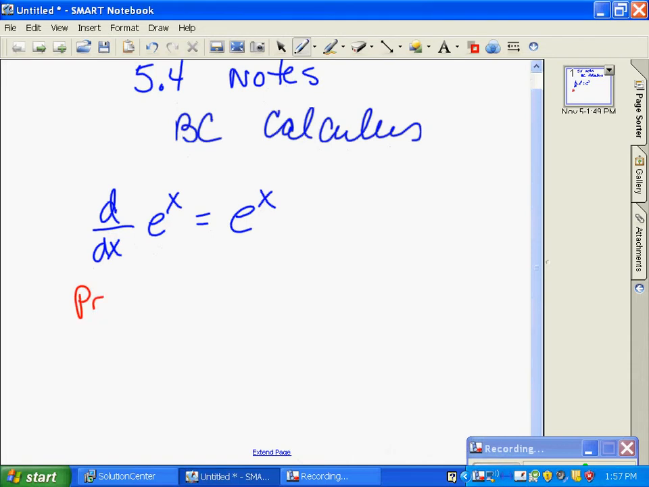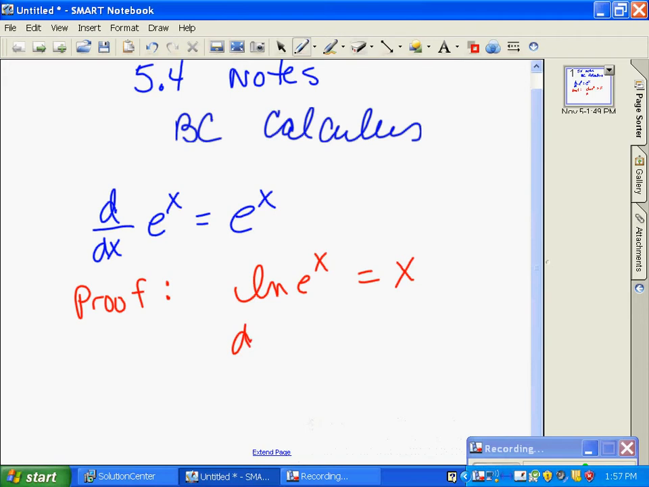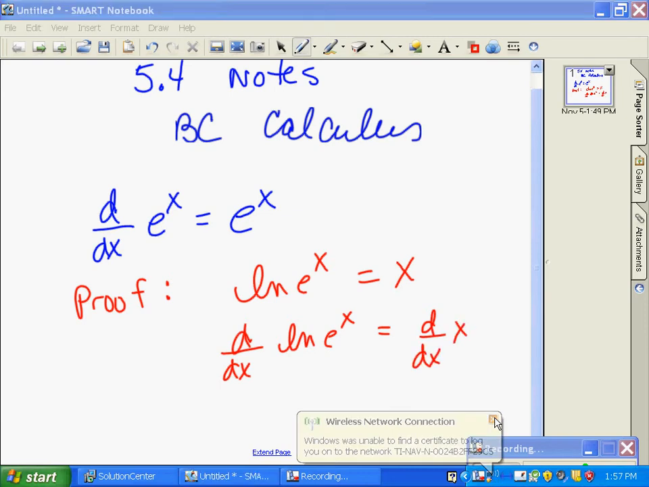Here's the proof. Let's start with the natural log of e to the x, which we all know is equal to x because of the log properties. So we know that that is true. What I'm going to do next is take the derivative of both sides. The d dx of natural log of e to the x is equal to the d dx of x.